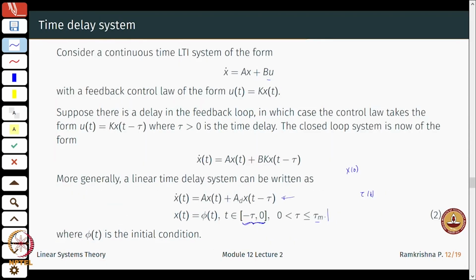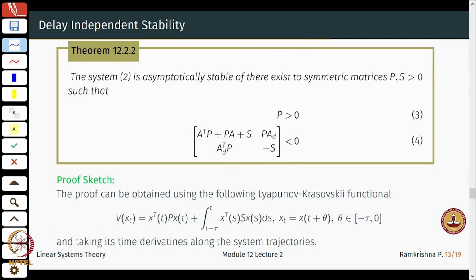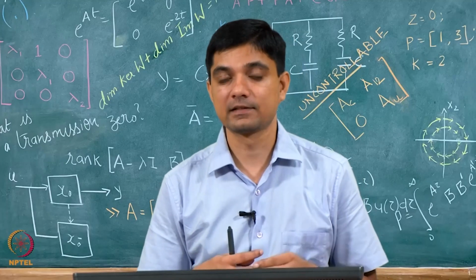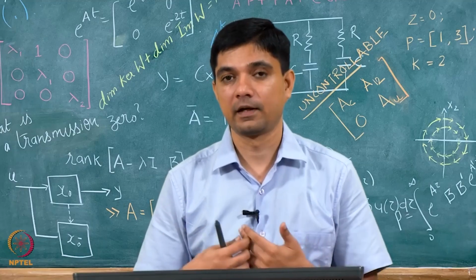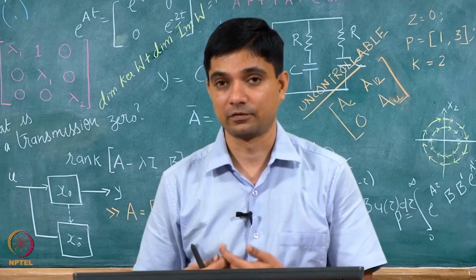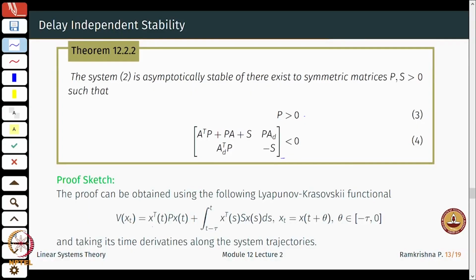So, this system, we will call it system 2, is asymptotically stable if there exist symmetric matrices P and S such that P is greater than 0 and an LMI like this holds. The stability certificates are again obtained by making use of a Lyapunov-like function. This was the standard Lyapunov function for the system without delay. Now we have another term which takes care of how to handle the delay terms.